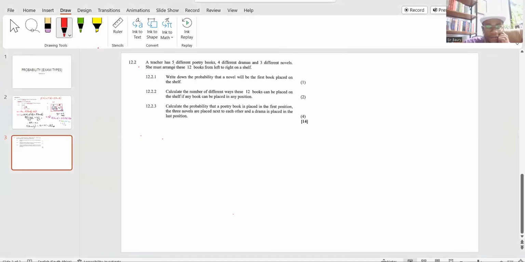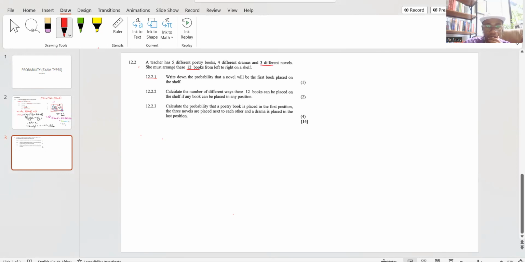She has 5 different poetry books, 4 different drama, and 3 different novels. She must arrange these 12 books from left to right on a shelf. So in total, it's 12 books. Write down the probability that a novel will be the first book on the shelf.